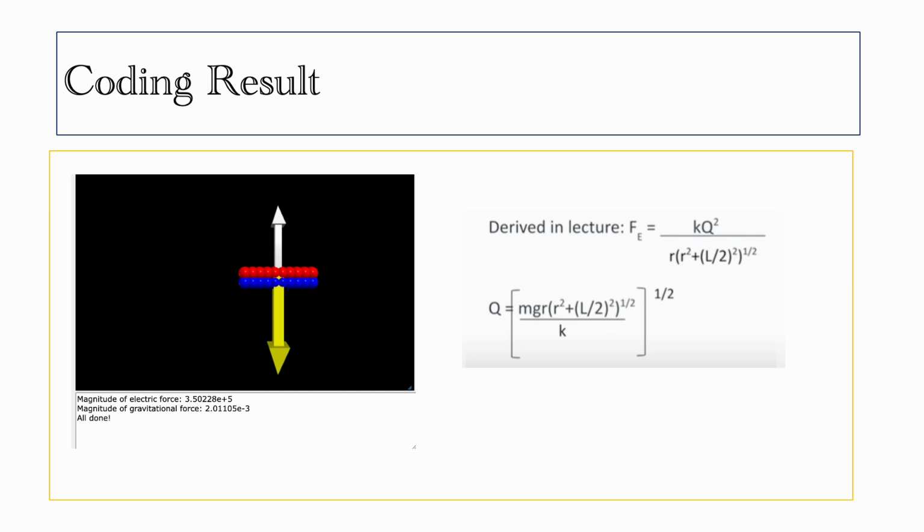So here, as we can see, we have the coding results, and on the right-hand side, we have our formulas derived from lecture, which is F, and then the charge. And on the left-hand side, we have the magnitude of the electric force and the magnitude of gravitational forces that are exerted by the bottom and top tape on each other.